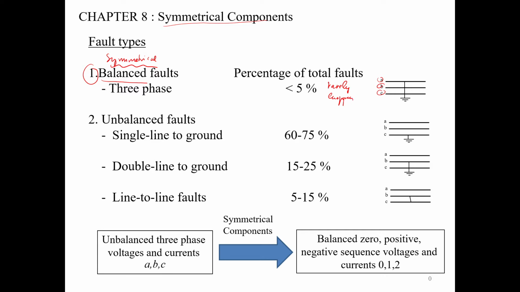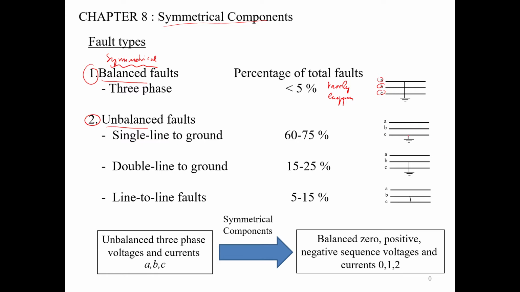The type of fault that normally occurs in power systems is the unbalanced fault. Basically, the unbalanced fault is the fault where the disturbance of the three phases is not the same. We can see from the picture on the right side that the first type of unbalanced fault would be single line to ground.